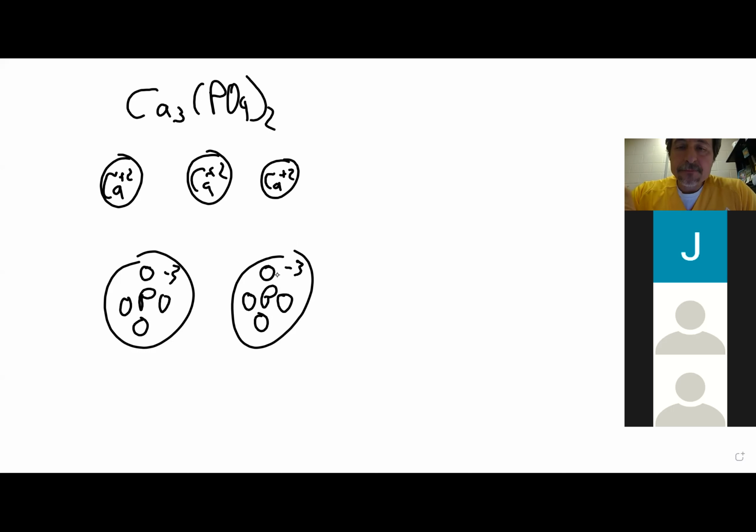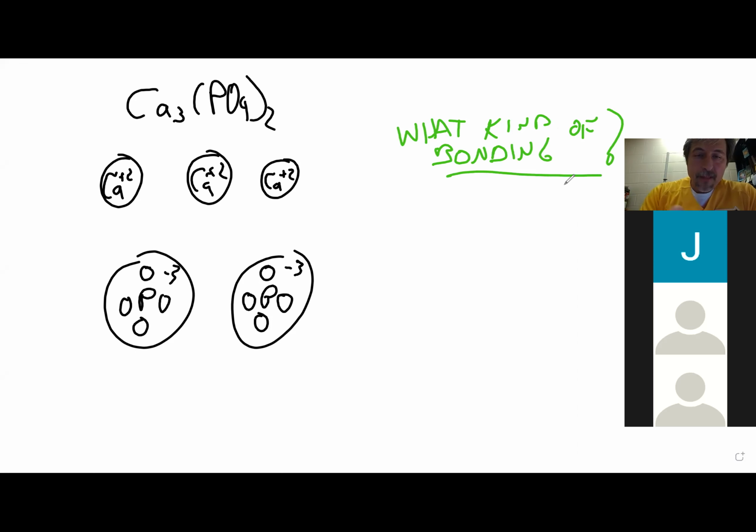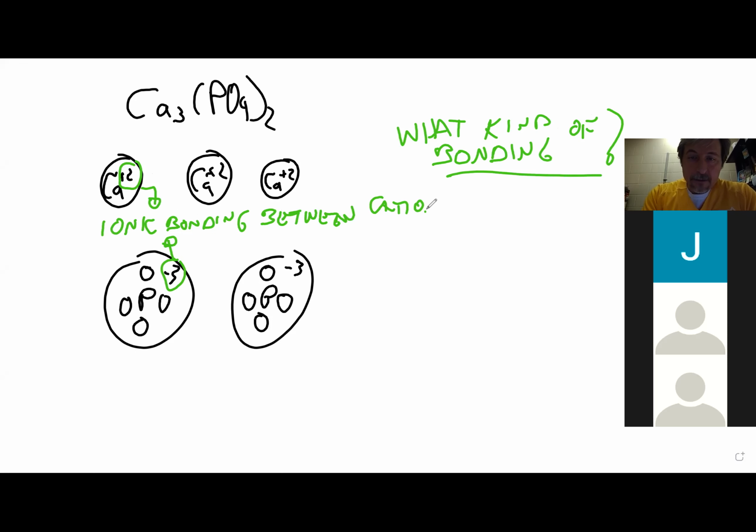Now, what kind of bonding exists here? Well, plus two, minus three means there's ionic bonding between the cation and anion. But right, because this is a metal and this is an anion.